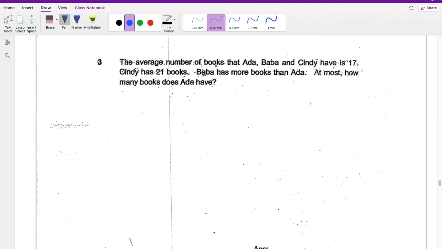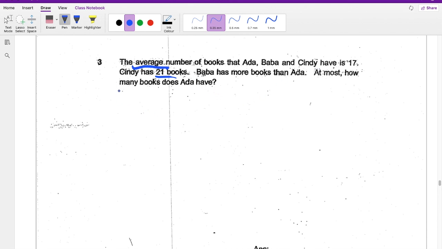The average number of books that Ada, Baba, and Cindy have is 17. Cindy has 21. Baba has more books than Ada. At most, how many books does Ada have?